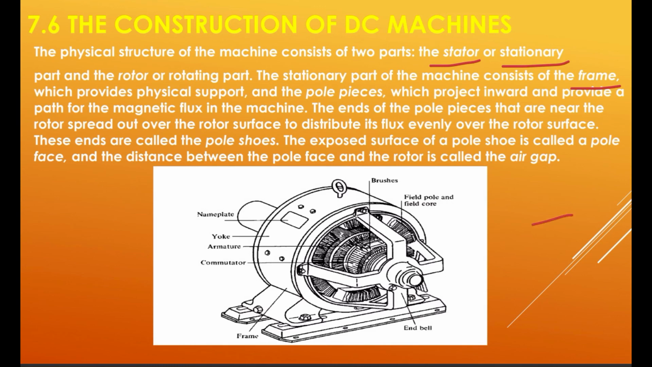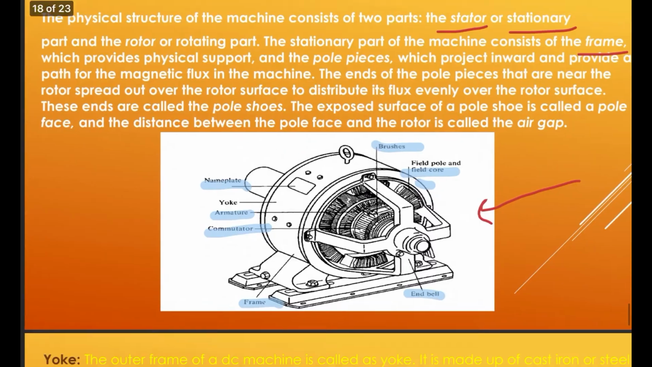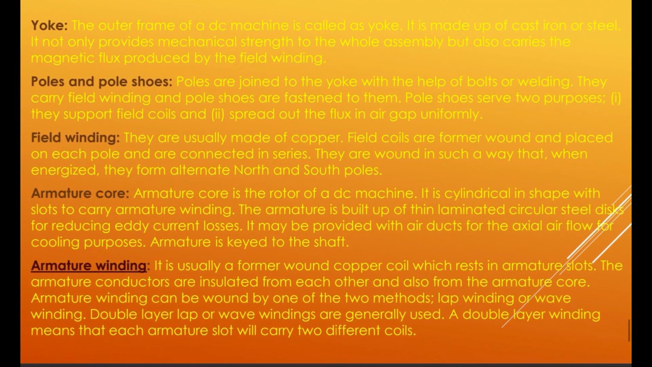This is the figure with the basic parts of the DC machine. As you can see, we have a yoke, the nameplate, the armature, the commutator. This is the frame, this is the end bell, this is the field pole and field core, and these are the brushes. So you have to know each part and its function.